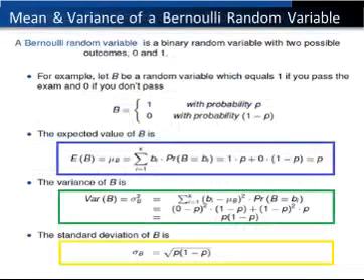Mean and variance of a Bernoulli random variable. A Bernoulli random variable is a binary random variable with two possible outcomes, 0 and 1. For example, let B be a random variable which equals 1 if you pass the exam and 0 if you don't pass. The formulas for the expected value of B, variance of B and standard deviation of B are bordered with blue, green and yellow color.